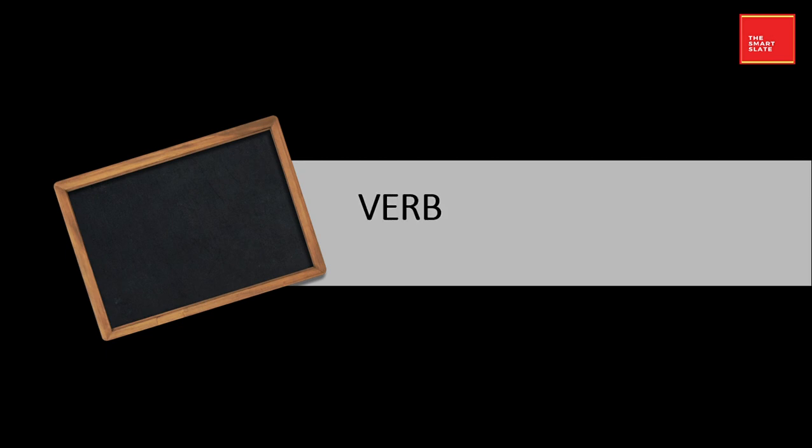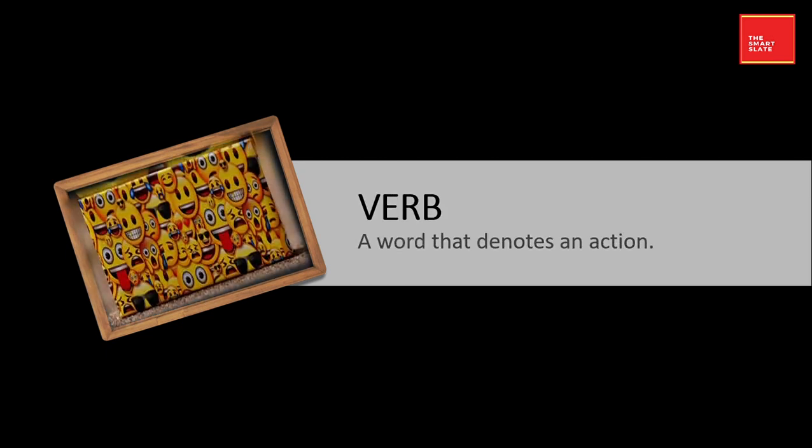First we'll understand the meaning of a verb. It is a word that denotes an action. Like you can see different emojis. What are these? These are verbs. Smiling, laughing, but they can be used as an adjective also. So there is a difference between a verb and an adjective.